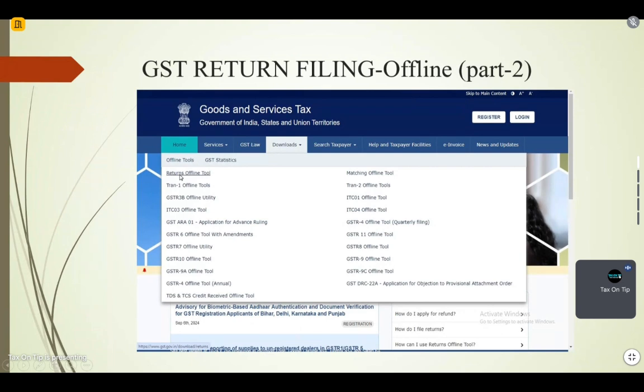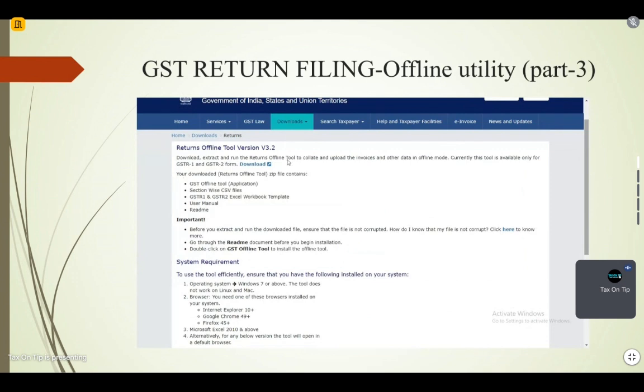Okay, so you go on to gst.gov.in and then go on to the download button, and then go on to the return offline tool. Once you click on that link, you will be able to find this screen on your screen, which is the return offline tool. The option is GSTR1 tool, and the download button is available here.